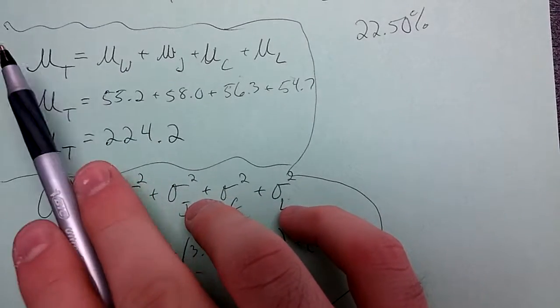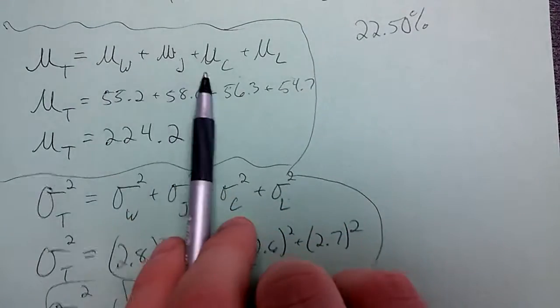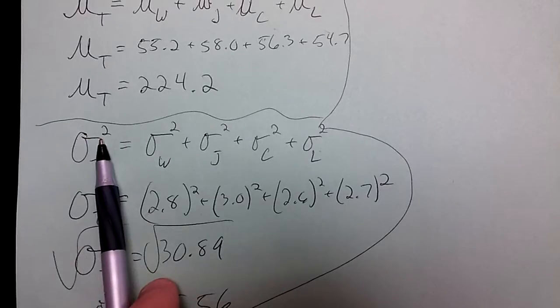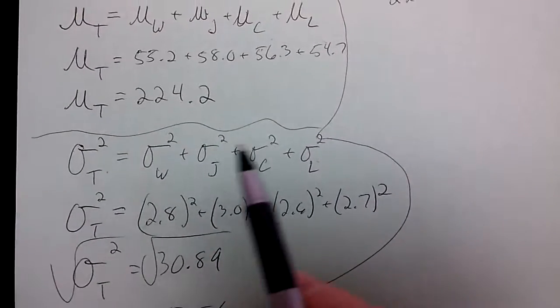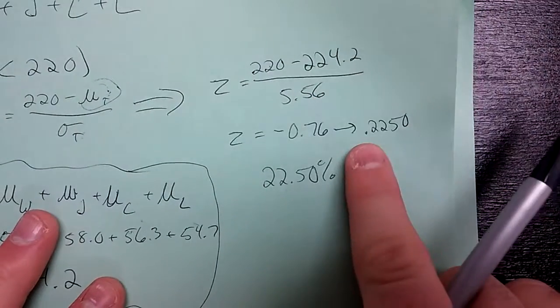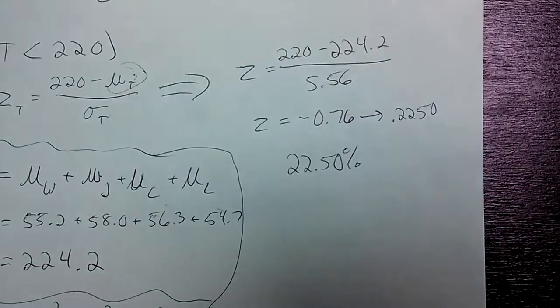The fact that the mean of the sum is the sum of the mean. The variance of the sum is the sum of the variance. You repeat those rules, work through the math, plug them into your z-score formula, find the proportion, and do the necessary calculations, and now you have your probability.